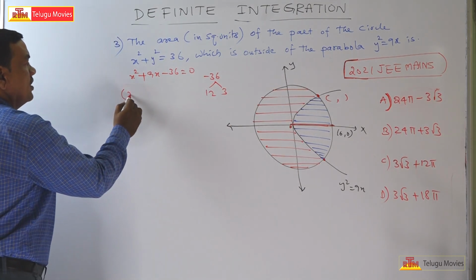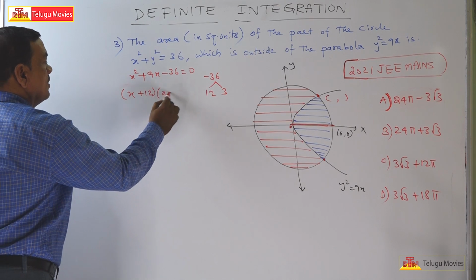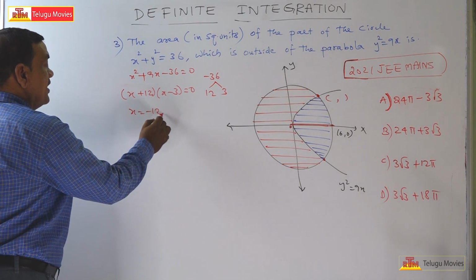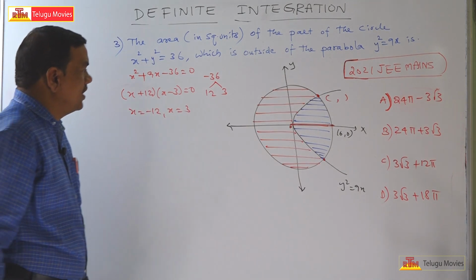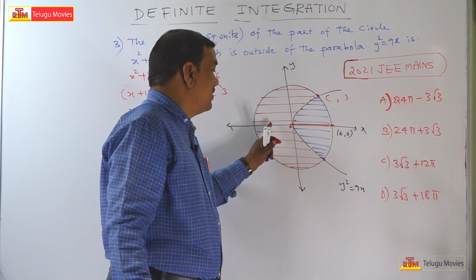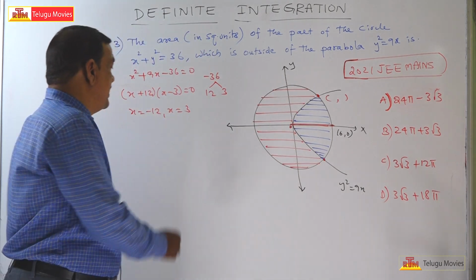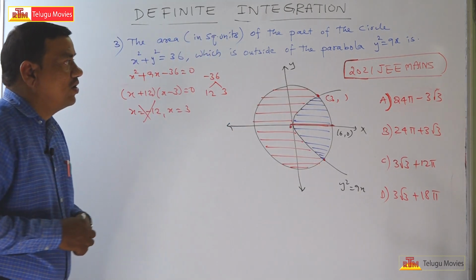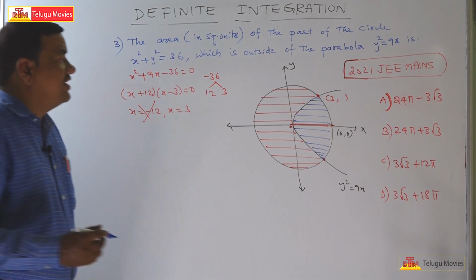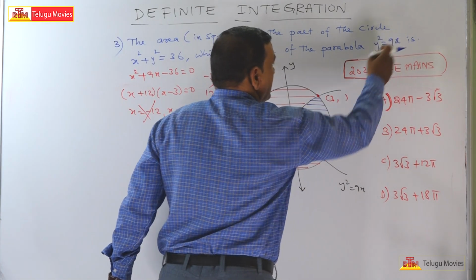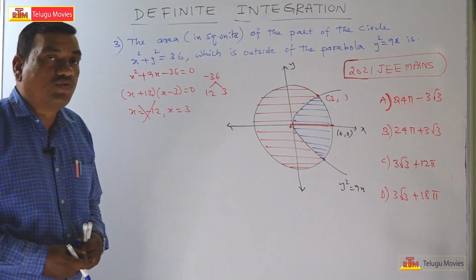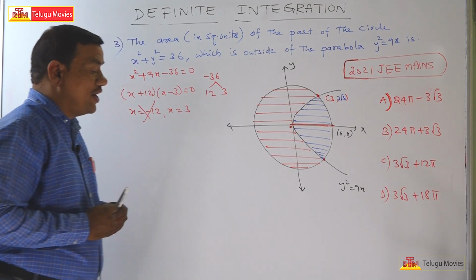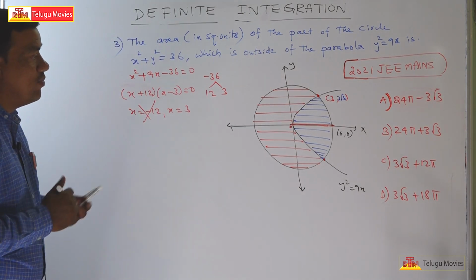Therefore, x plus 12, x minus 3 is equal to 0. Therefore, x is equal to minus 12 or x is equal to 3. Here x is equal to minus 12 can be discarded. Therefore, x is equal to 3. That is the x coordinate. What about the y coordinate? If x is equal to 3, substitute here: 9 times 3 is 27. Root of 27 means 3 root 3. So we got the point of intersection of the parabola and circle.